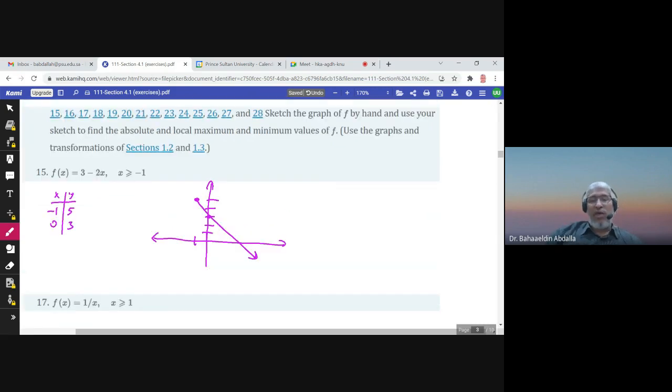Now what do we have? We have f of -1 equals 5 is absolute maximum. It is not local maximum because it's an endpoint, and we don't have absolute minimum or local minimum.